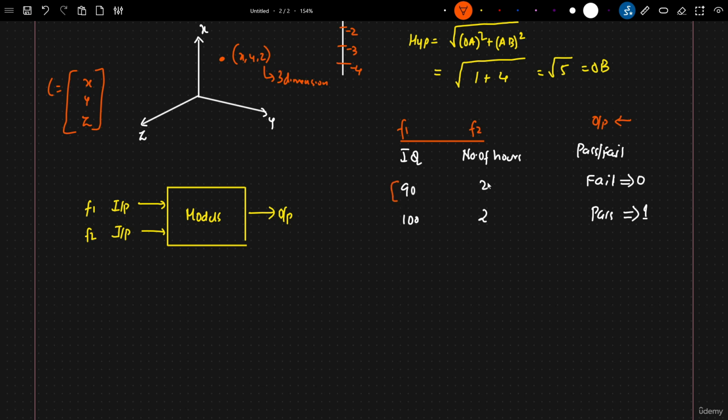Each record, I can represent it as a vector, each record. So if I just go ahead and plot this, the point will be plotted with respect to IQ and number of hours.